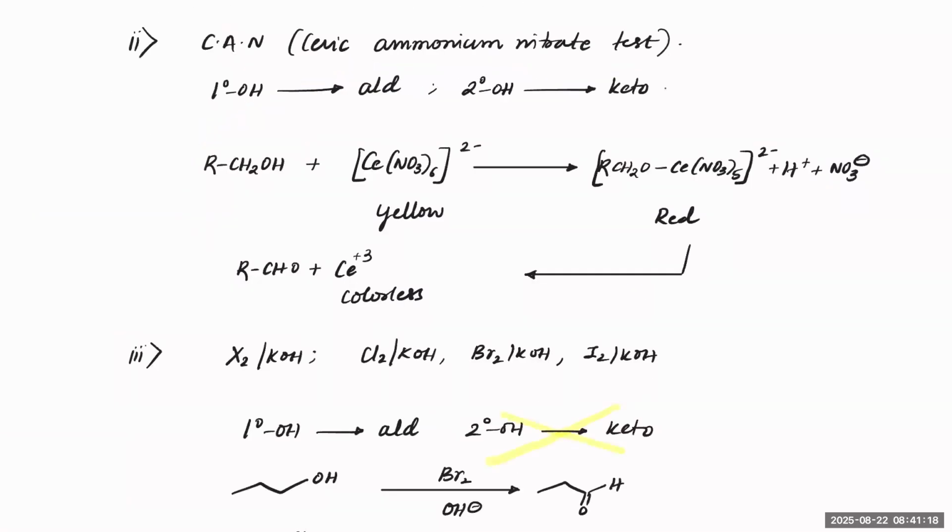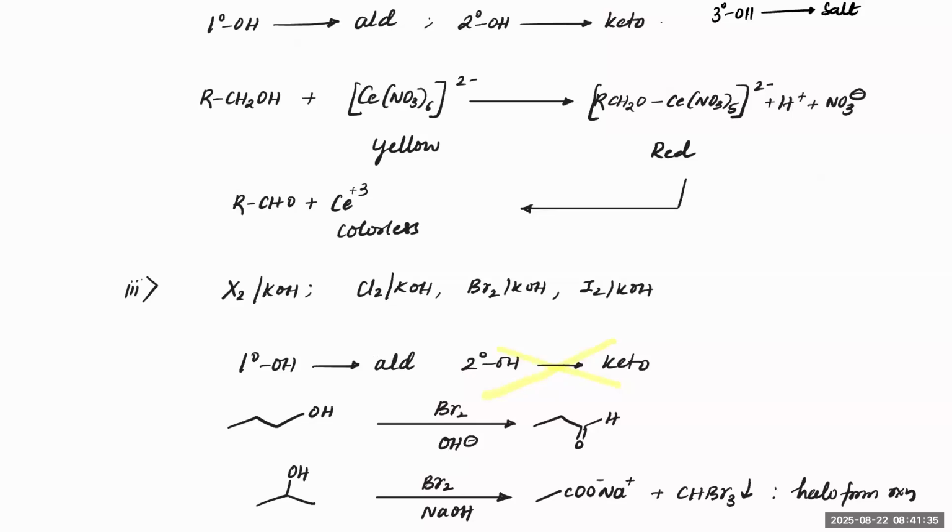In the CAN test, you will see 1 degree alcohol will convert into aldehyde, 2 degree will convert into ketone, 3 degree will also make a reaction, but into a salt kind of a form. It will exist as a salt kind of a form, but the reaction will happen. Like here, 1 degree is there. This is ceric ammonium nitrate, yellow color. It will first convert into red color.